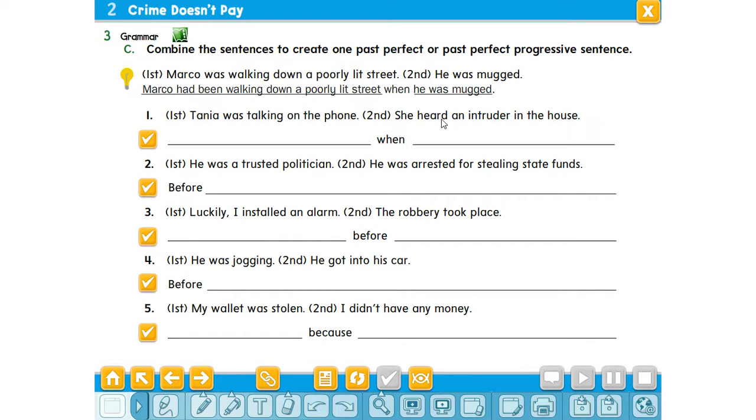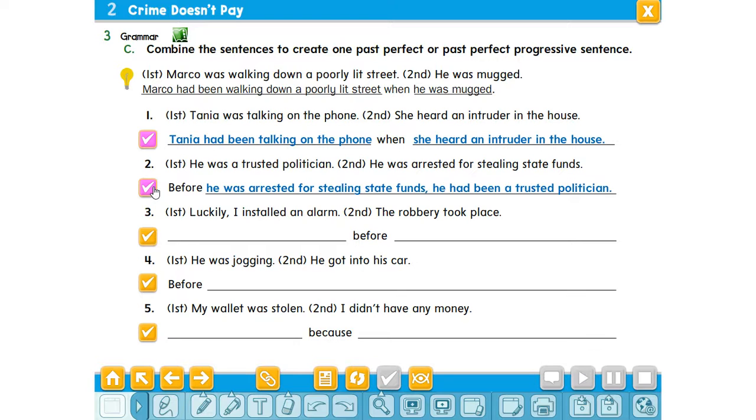Tanya was talking on the phone. She heard an intruder in the house. So the sentence will be: Tanya had been talking on the phone when she heard an intruder in the house. Next, number two. He was a trusted politician. He was arrested for stealing state funds. Before he was arrested for stealing state funds, he had been a trusted politician.